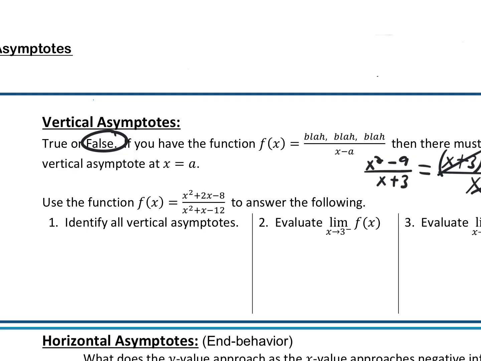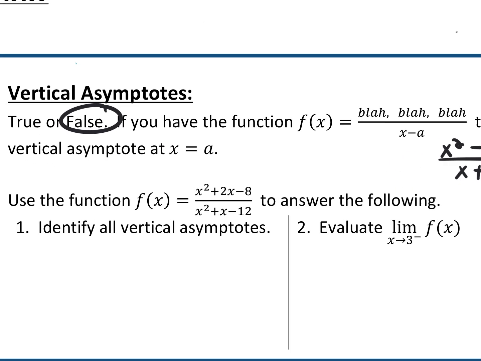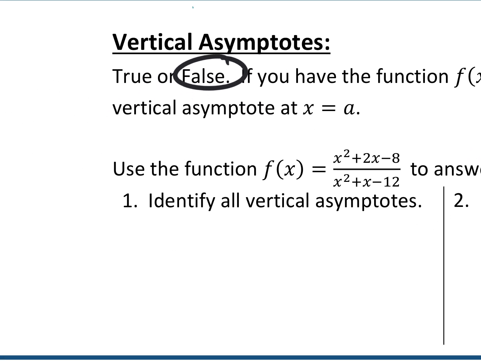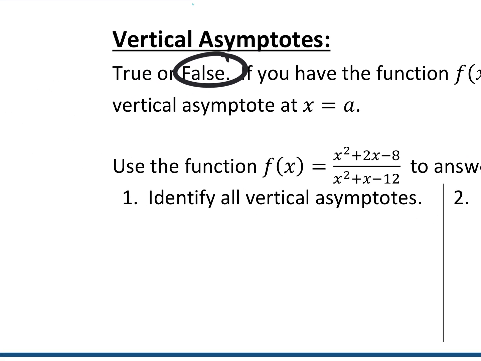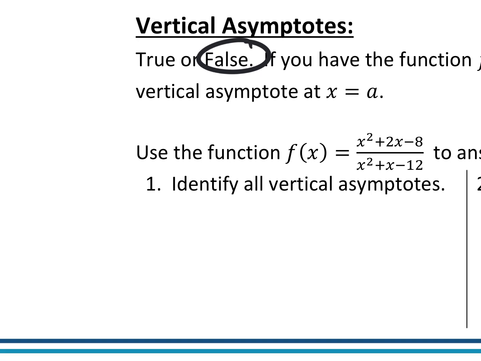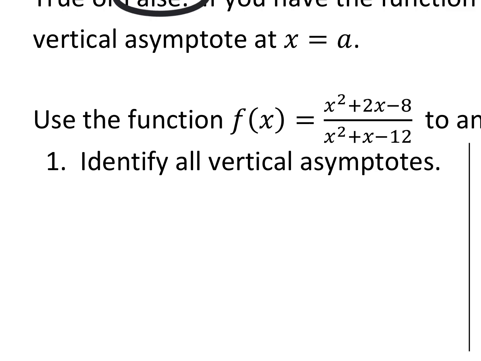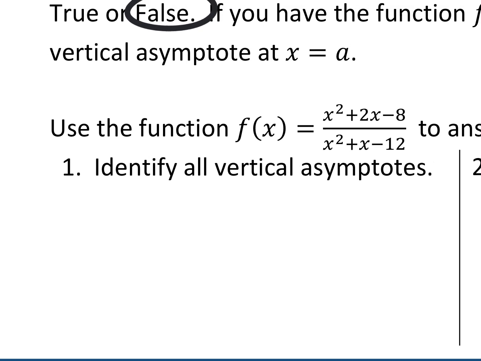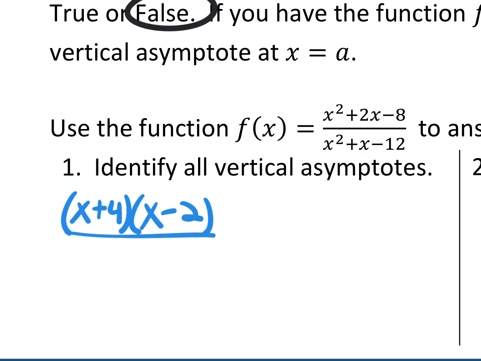All right, so for this particular function that they give us, let's find the vertical asymptotes. So again, you don't want to just set the bottom equal to 0 right away. You want to factor it first and see if anything cancels, right? How does the top factor? So x, okay, x plus 4, plus 2x, x minus 2.